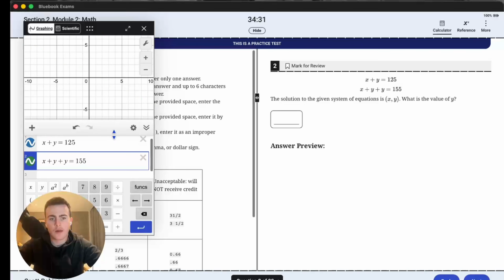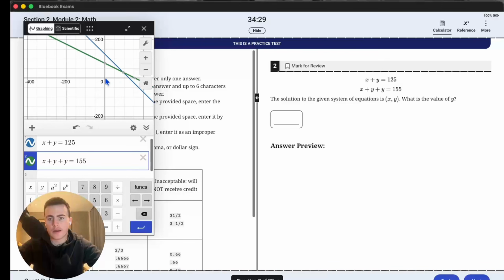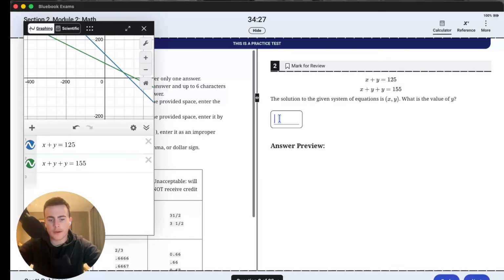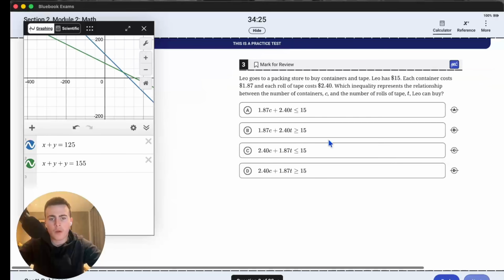Equals 155. What is the value of y? 30. Nice. Speed is key on these, so you gotta have plenty of time in the last ones. Leo has $15. Each container is 187. Each roll of tape is 240. Which inequality represents this? C is the number of containers. So 187 has to go with the C, so it's either A or B. And then he has $15, so he has to stay under it, which means it has to be A.